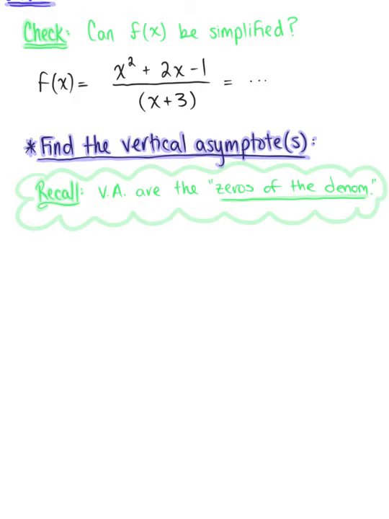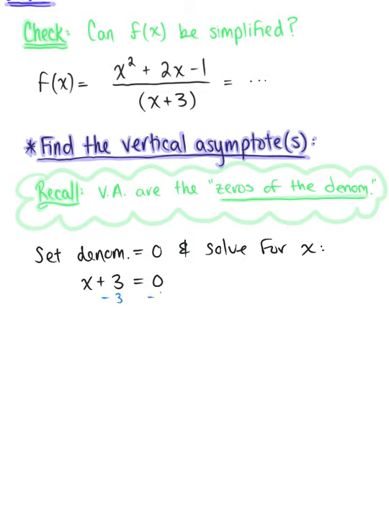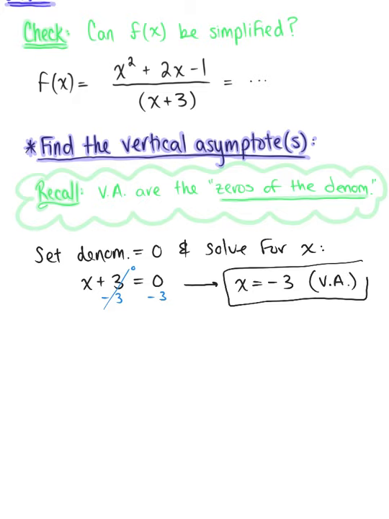So to find the vertical asymptotes for this given rational function, we are going to set the denominator equal to 0 and solve for x. So we have our denominator, x plus 3, is equal to 0, and then solving for x, we subtract 3 from both sides of the equation. So we see 3 minus 3 cancels out to 0, leaving us with a vertical asymptote at x equals negative 3. So this is the vertical asymptote for our given rational function.